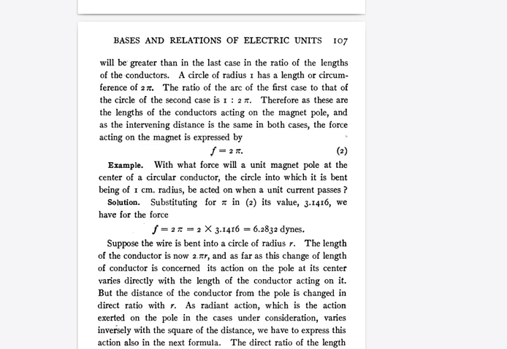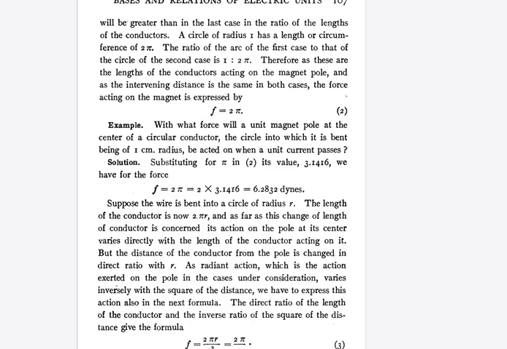Example. With what force will a unit magnet pole at the center of a circular conductor, the circle into which it is bent being of 1 centimeter radius, be acted on when a unit current passes? Solution. Substituting for pi in equation 2 its value 3.1416, we have for the force F equals 2 pi equals 2 times 3.1416, which equals 6.2832 dynes.